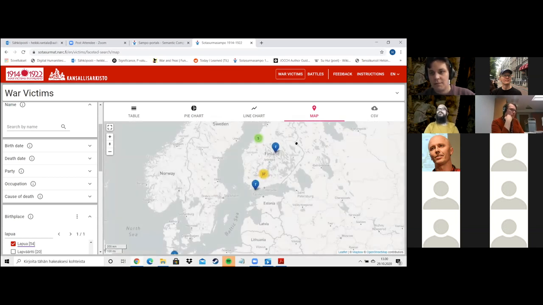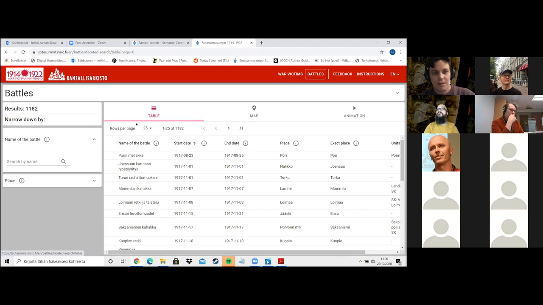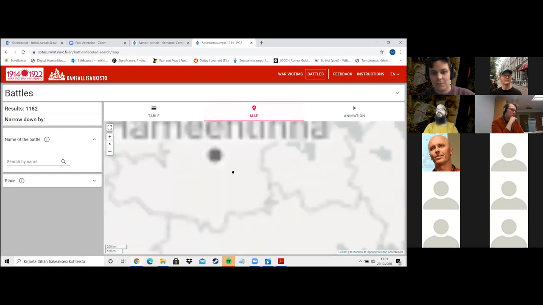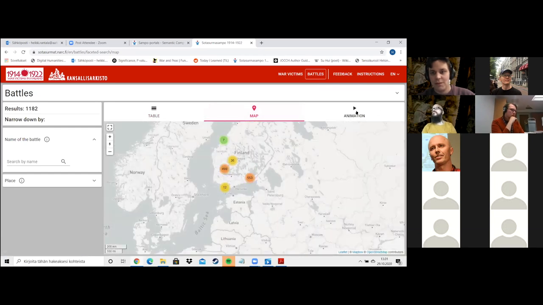Then there would be a button to also download the data in CSV form. But let's look at the battles. Battles, in a similar way, have a table view, and then we can look at them on a map. See, battles are concentrated here in the south of Finland.